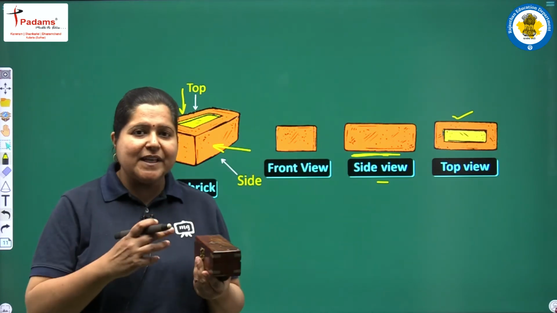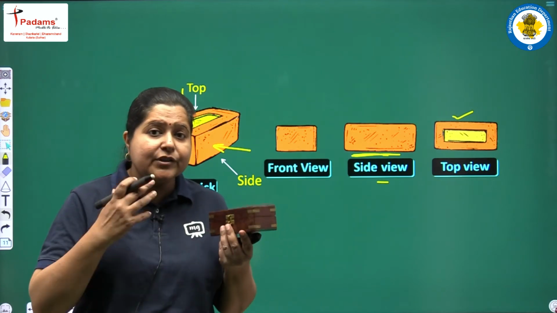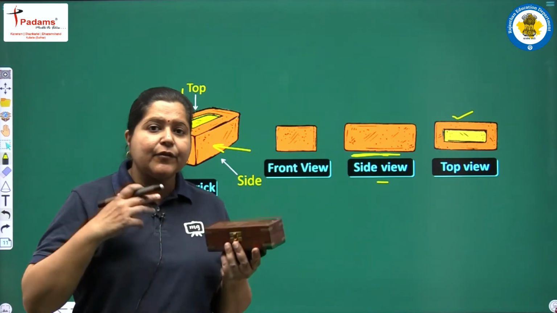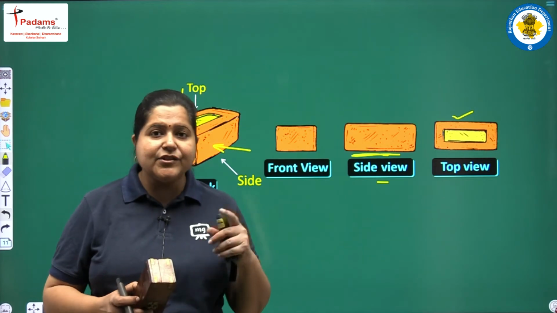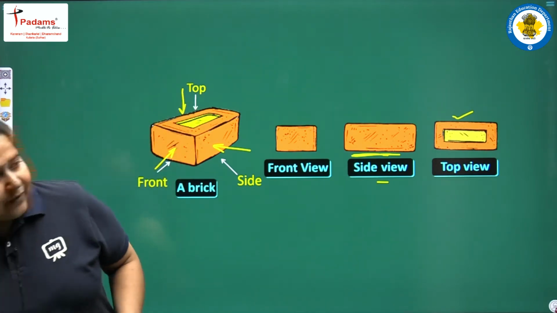So as you see a 3D object, the different angles give you different views. Wherever you are standing, from whichever angle you are seeing it, you will get a different view from each different position. We have more examples.